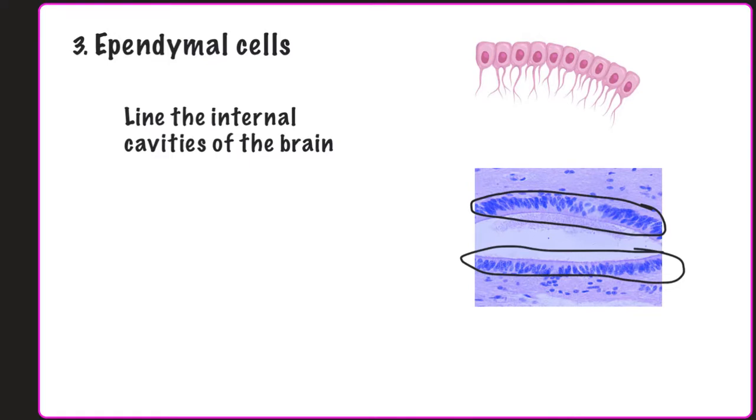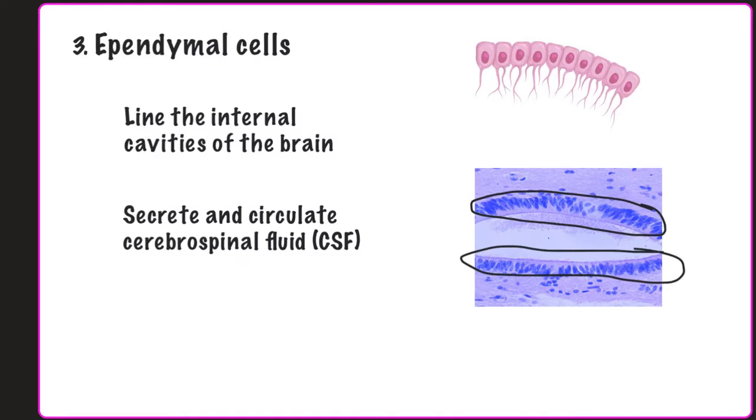And these ependymal cells are important because they're responsible for secreting and circulating cerebral spinal fluid. And so we see them within these internal cavities of the brain, within these ventricles. They're going to be making cerebral spinal fluid, or CSF, and they're going to be secreting it, circulating it, etc., throughout the central nervous system.